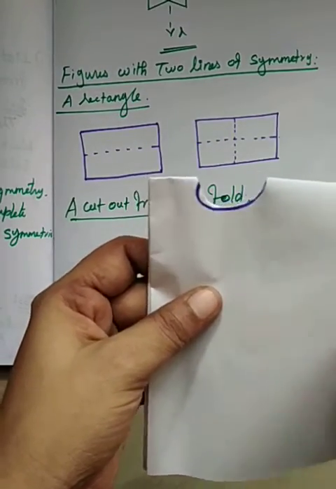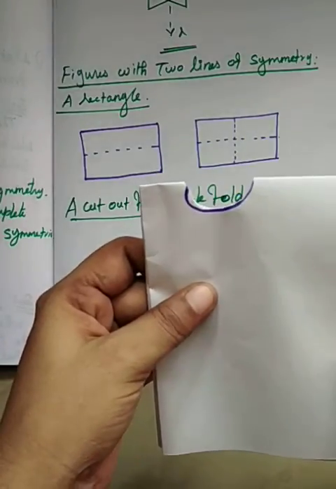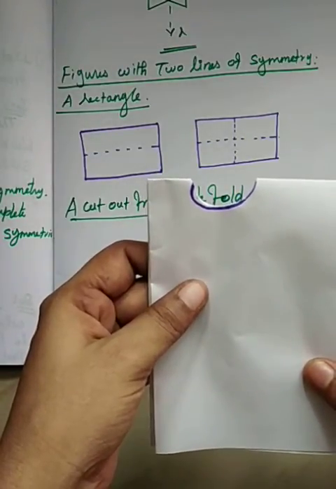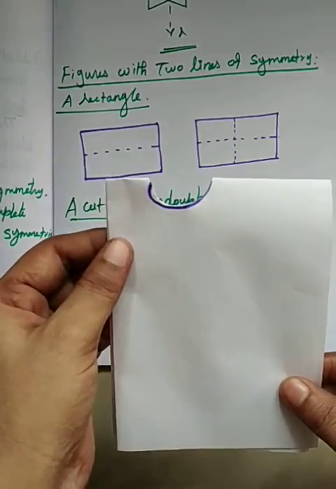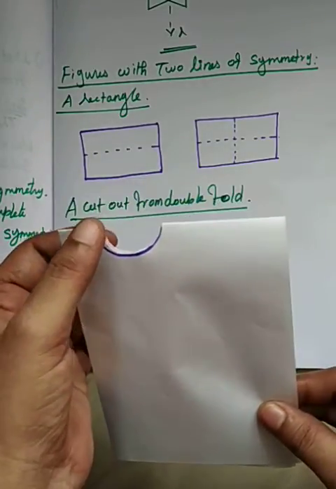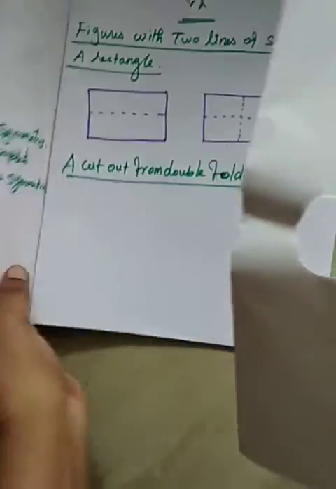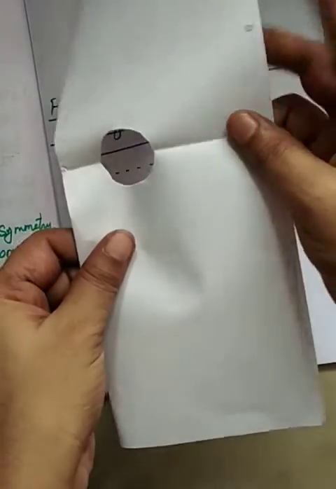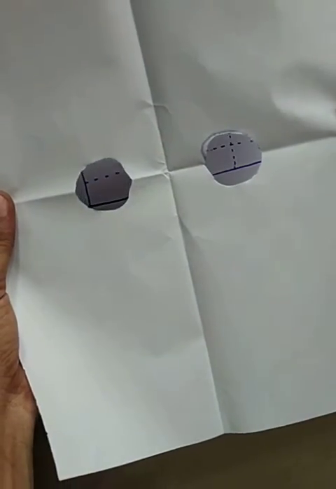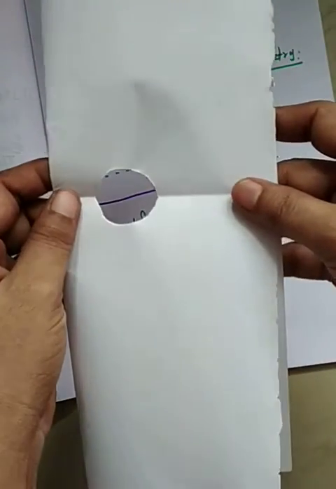Unfold the shape. See here. Before unfolding, try to guess the shape. You are likely to get which shape? Anybody guess? See, this is a semicircle. Okay. Now I have to unfold the paper. What will you get? See here. See, what will you get? Circle. And then see here, you will get the two circles. Everybody clear?